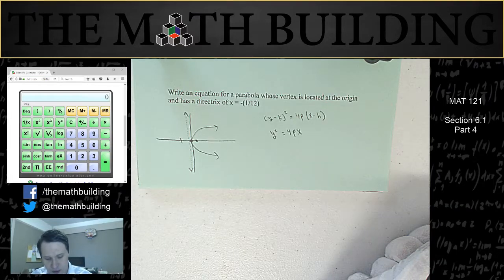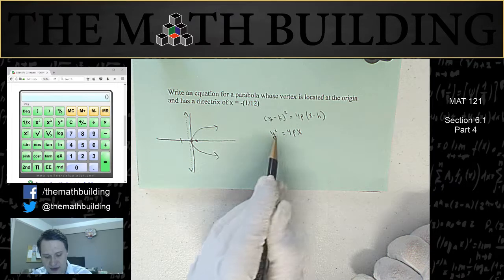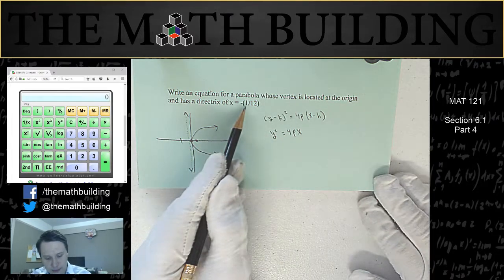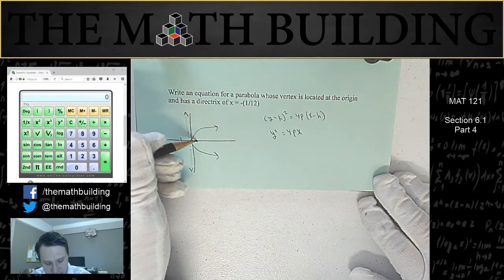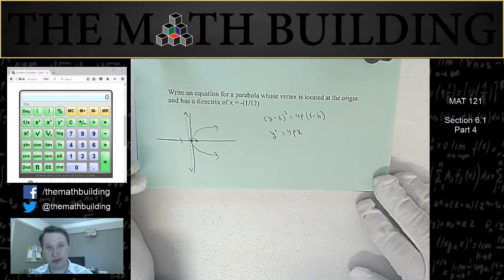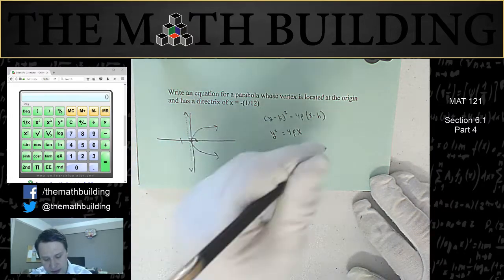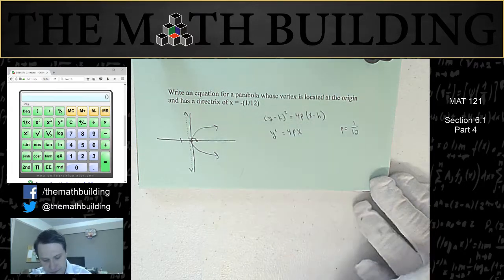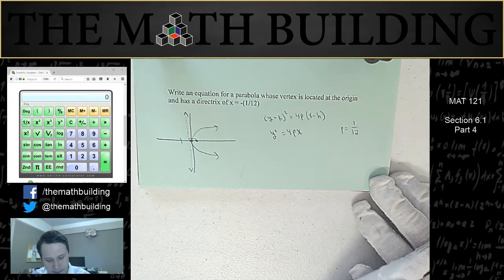Okay, and so we know that this is going to be y squared equals 4px, and we know what p is equal to. Remember, p is the distance between the focus to the vertex or the vertex to the directrix, and that value is always positive. So in this case, p equals 1/12. Okay? And so knowing that, we can just do 4 times 1/12.